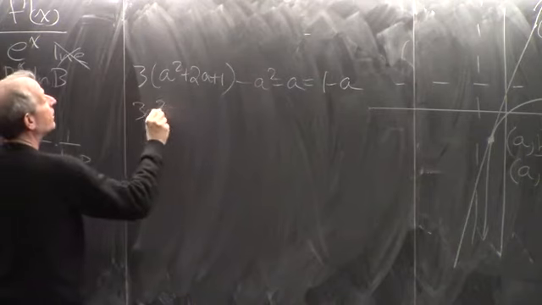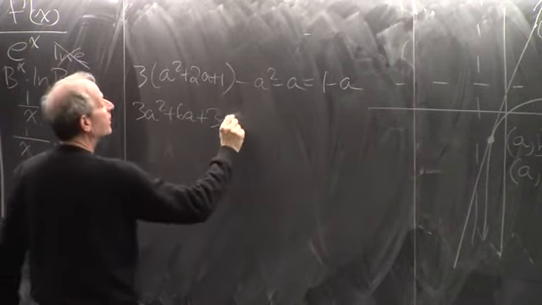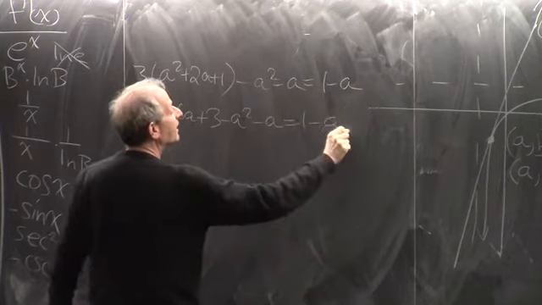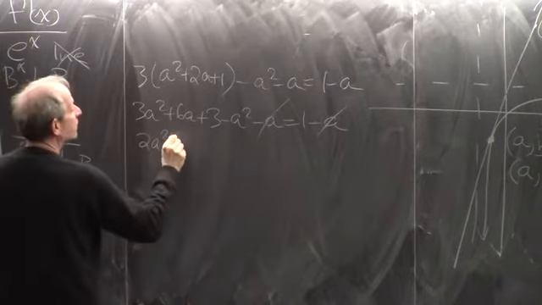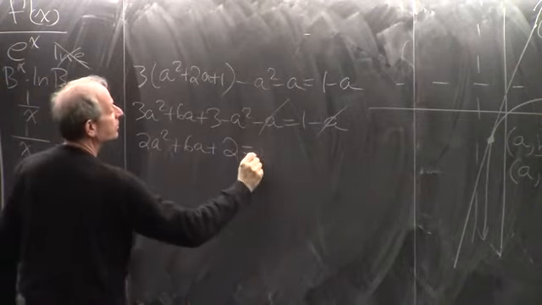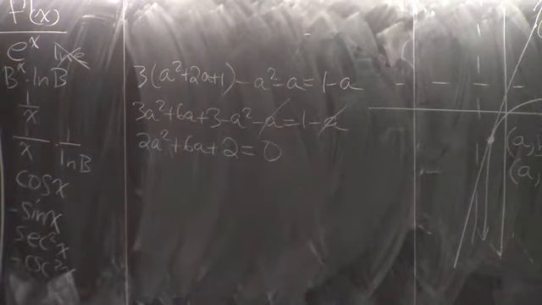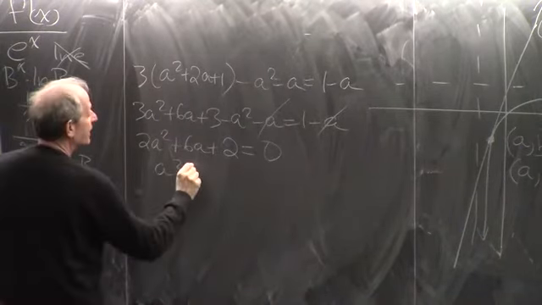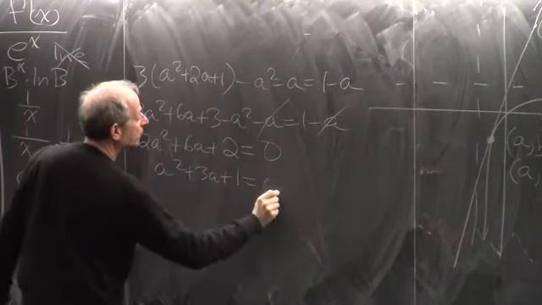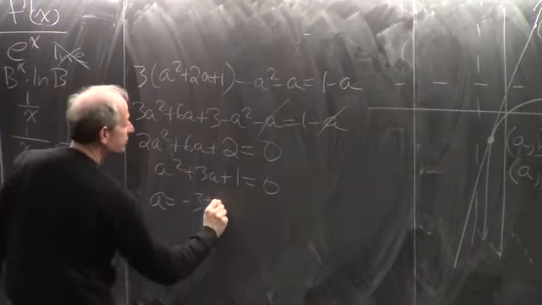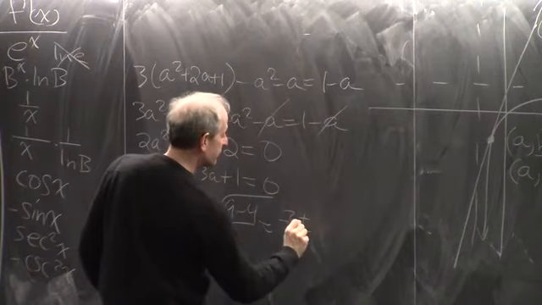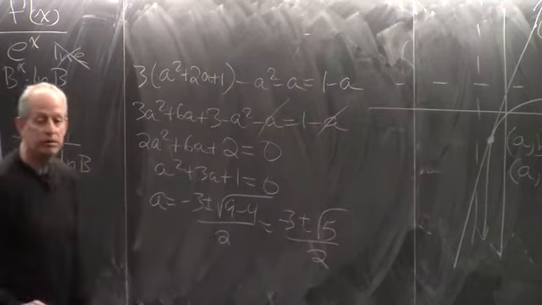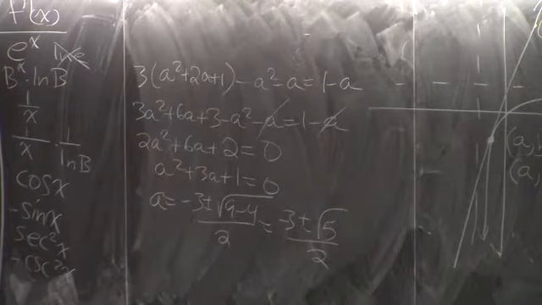So you get 3a squared plus 6a plus 3 minus a squared minus a equals 1 minus a. We can cancel the minus a's. And you get 2a squared plus 6a plus 2 equals 0. That's not so bad. Divide by 2, you get a squared plus 3a plus 1 equals 0. And you get a is negative 3 plus or minus the square root of 9 minus 4, over 2. Negative 3 plus or minus radical 5 over 2. You got that in your homework list. Good for you. So that was hard.